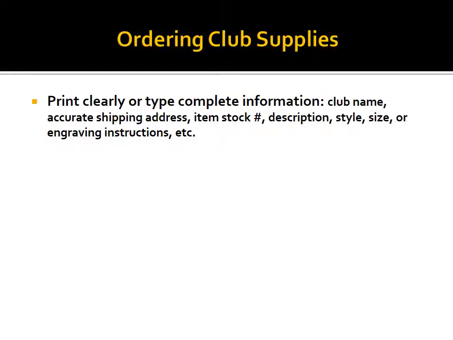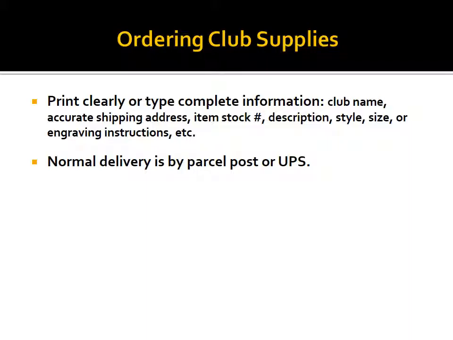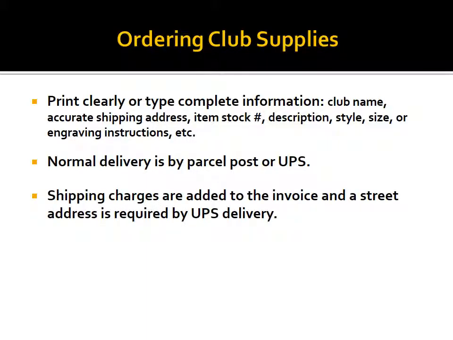Clearly print or type complete information including your club name, an accurate shipping address, the stock item number of what you would like to purchase, the description, and the style, size, or engraving instructions. Normal delivery is by parcel post or UPS. Shipping charges are added to the invoice and a street address is required for UPS delivery.